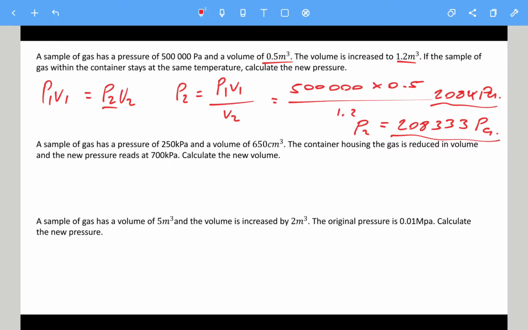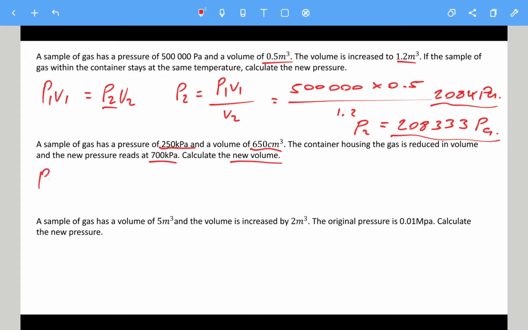So a sample of gas has a pressure of 250 kilopascals and a volume of 650 centimeters cubed. The container housing the gas is reduced in volume and the new pressure reads at 700 kilopascals. Calculate the new volume. So unit-wise, the pressure is both in kilopascals, so that's fine, and the volume's in centimeters cubed. So that means our answer for the new volume will also be in centimeters cubed.